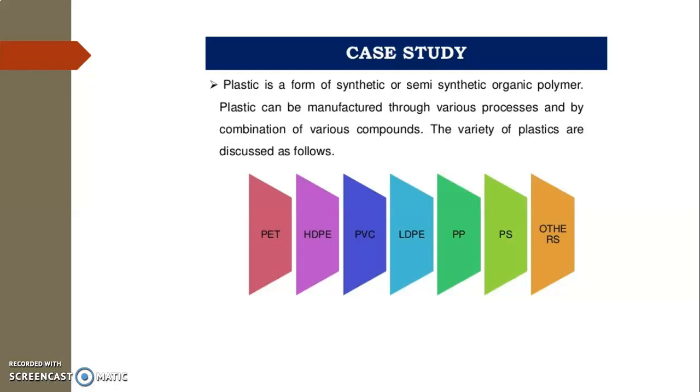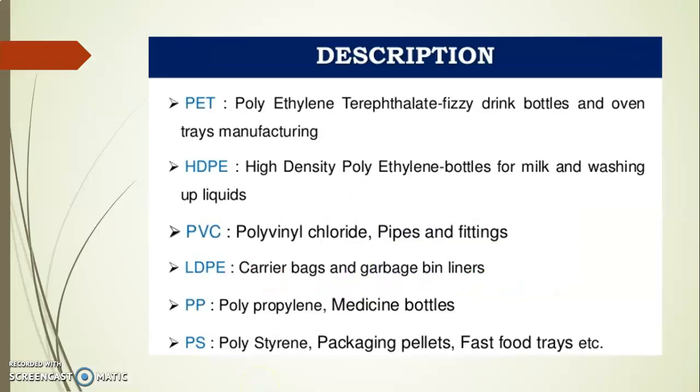Okay. Plastic is a form of synthetic or semi-synthetic organic polymer. Plastic can be manufactured through various processes and by combination of various compounds. The varieties of plastic are PET and so on.